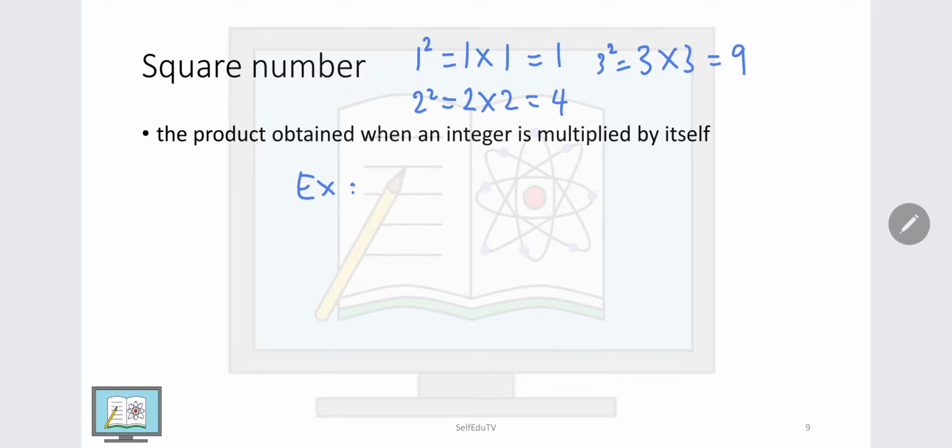So square numbers: the next square number will be 4 multiplied by 4, which is 16. 5 multiplied by 5 is 25, or 5 square, 25. 6 square, 36. 7 square, 49, and so on. So all these are examples of square numbers.